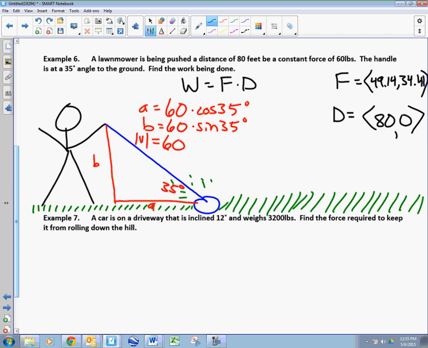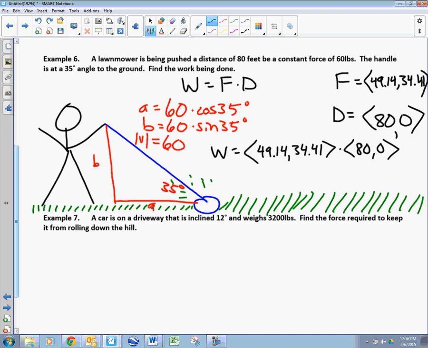Very good. So I have a vector in component form for force, and I have a vector in component form for distance. The formula says work is equal to force times distance. I know how to multiply two vectors. Easy, use dot product. Work equals force 49.14, 34.41 times 80, 0. I love it when there's no vertical component because anything times 0 is 0.